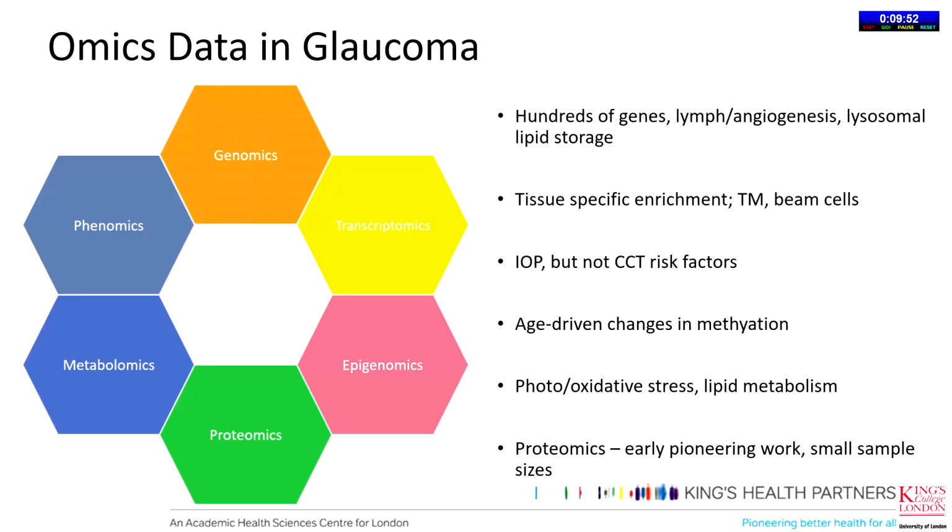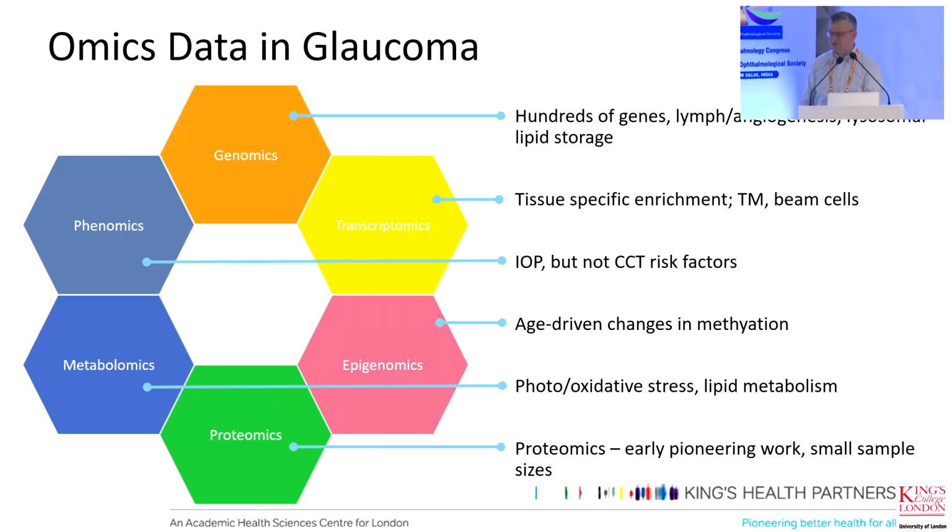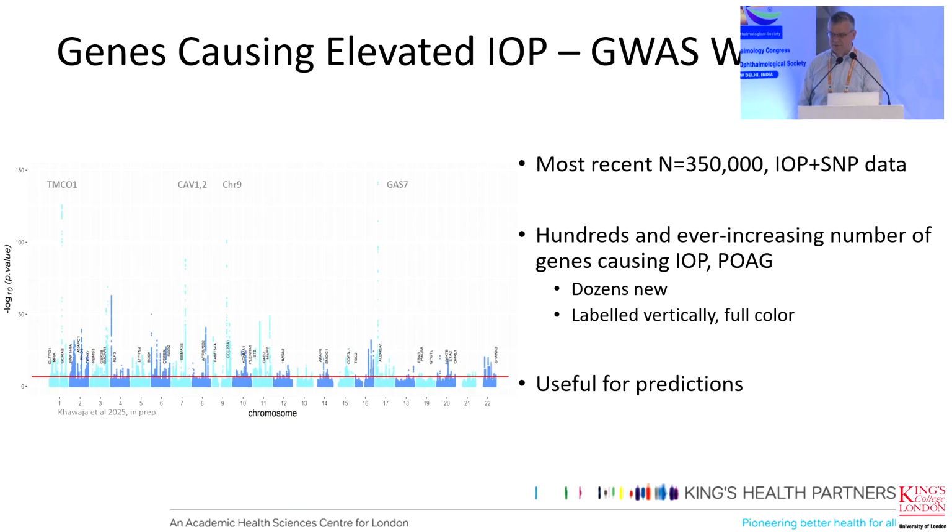So quite a lot of what we know about elevated IOP and glaucoma comes from single omic studies. We know there are hundreds of genes involved in both elevated IOP and POAG, and they are expressed in a highly tissue-specific manner. We know that age-related epigenetic changes around those genes can at least in part influence the late onset that we see for a lot of glaucoma cases in the population. And we know that metabolism, specifically photooxidative stress and lipid metabolism, is important to the homeostasis in the anterior segment and trabecular meshwork.